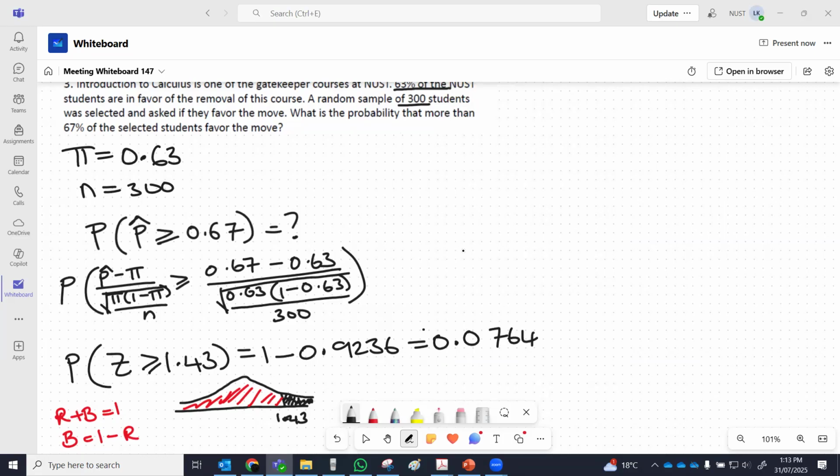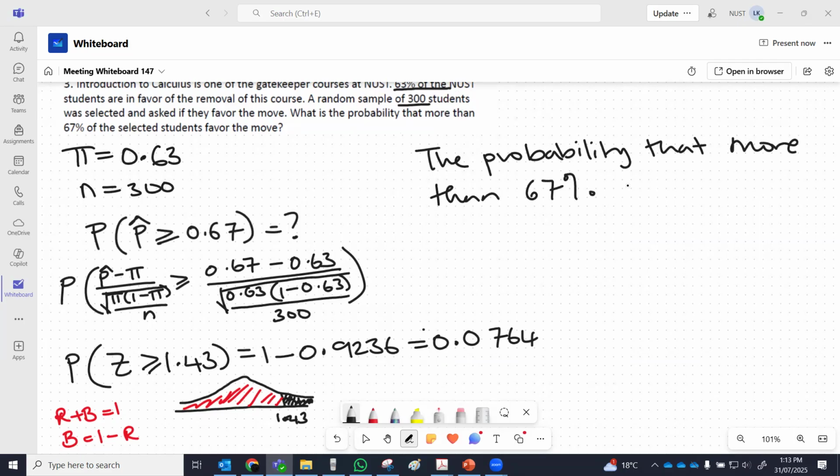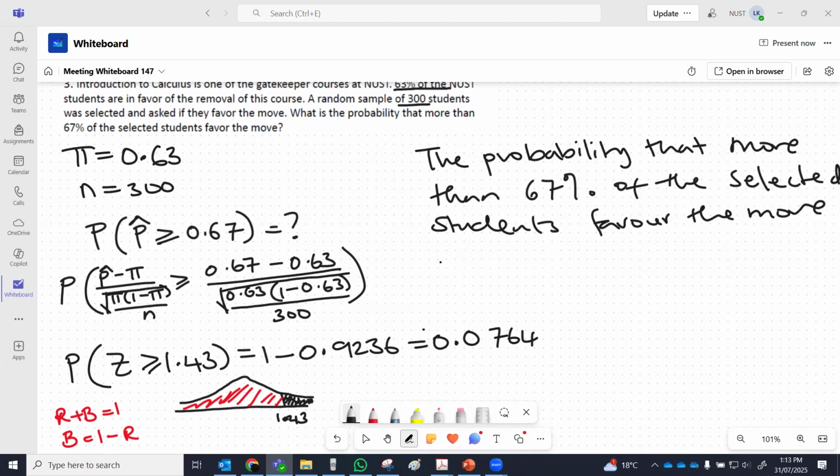Okay, then the last thing is to write a sentence. You can say something like the probability that more than 67% of the selected students favor the move is 0.0764, or you can say this is 7.64%.